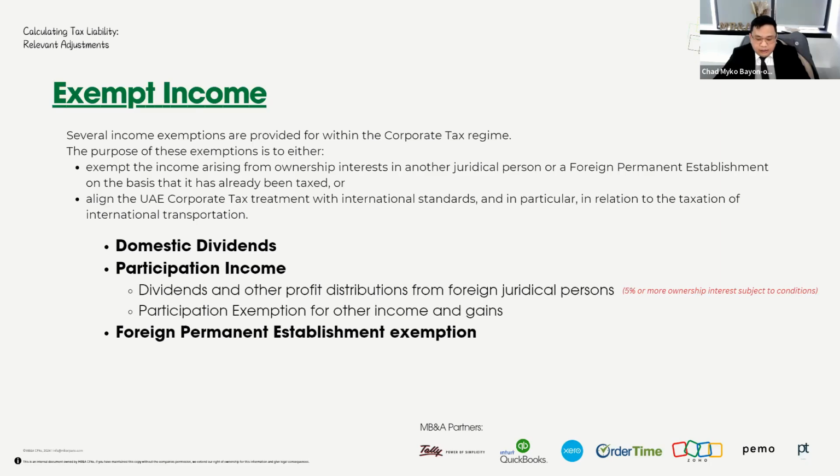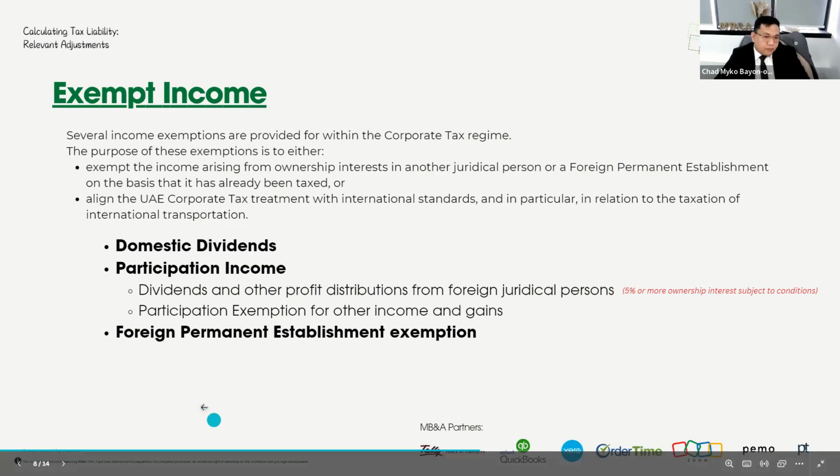But again, if you have incurred these certain expenses, you have to remove them from your accounting income, or you need to do some adjustments on our accounting income. Okay, so again, all expenses related to exempt income should be adjusted and removed from the calculation of your taxable income. Okay, so these are the three: we have the domestic dividends, participation income, and then foreign permanent establishment exemption. So this is one of the adjustments we have for the revenue or income related.